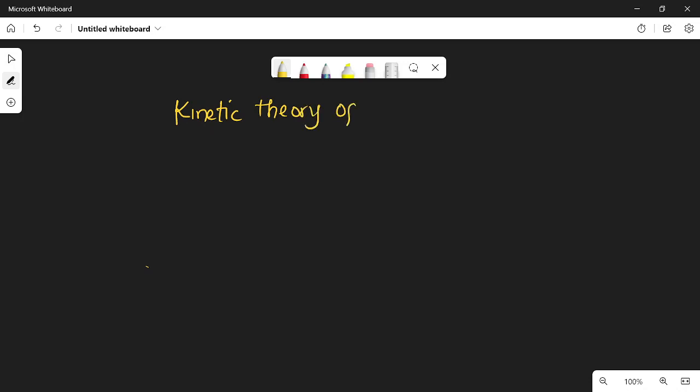And we are going to explain that explicitly in today's class, so that any question on kinetic theory of matter, we are going to answer correctly. So the first thing, kinetic theory of matter, we have 3 keywords here: kinetic, theory, and matter.